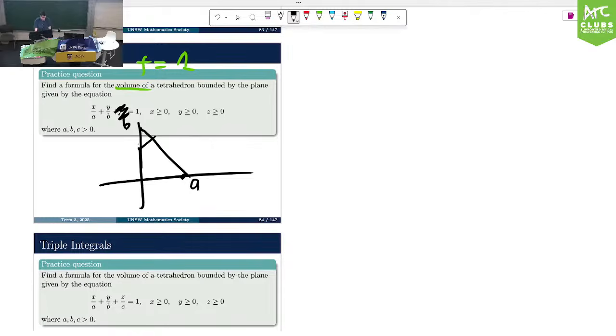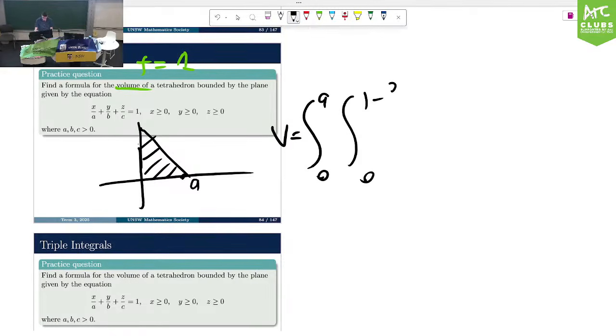Okay, so that's, I guess, our domain, and that would mean that our volume, we would start off going from 0 to a, and then, supposing z is still 0, we can say this is 0 to b times (1 minus x over a). Just saying z is 0 and rearranging for y gives this as our upper bound. And that's effectively saying we have coverage of this whole region here. Again, we do have the z part playing into the mix.